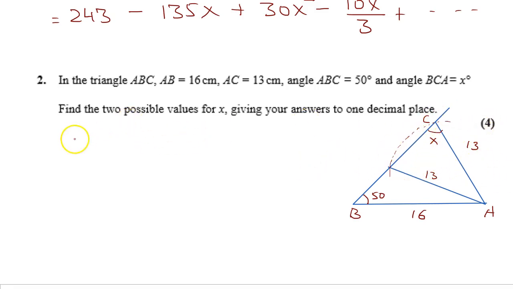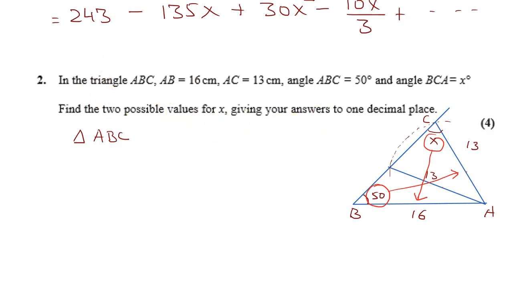Now let's talk about triangle ABC. We have to find the angle. This angle is given and this opposite side is given. This angle is 50 and we have to find the angle opposite the side, either this or this. So let's see. We use the sine rule. So we can write that sine x over 16 is equal to sine 50 over 13.